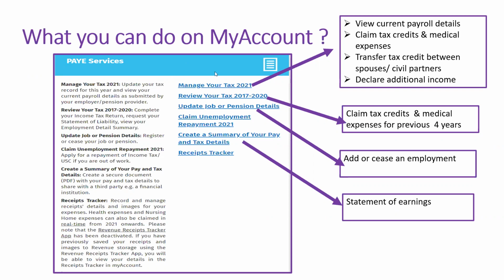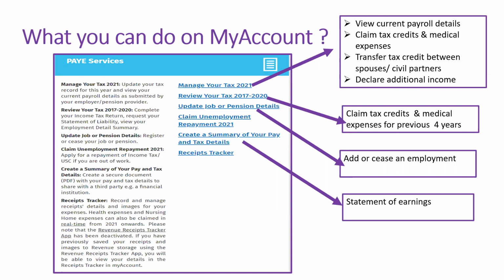So just to briefly explain what's behind each menu. The first section is where you can manage your taxes for 2021. So this will always be the current tax year. And when you click in here, you'll be able to view your payroll which your employer has submitted for you with each pay run. You'll also be able to claim tax credits and medical expenses for the current tax year.